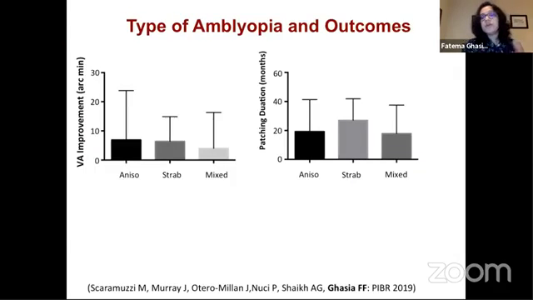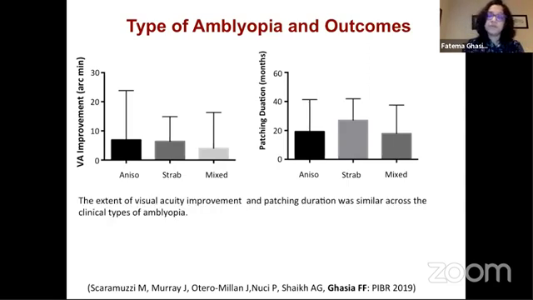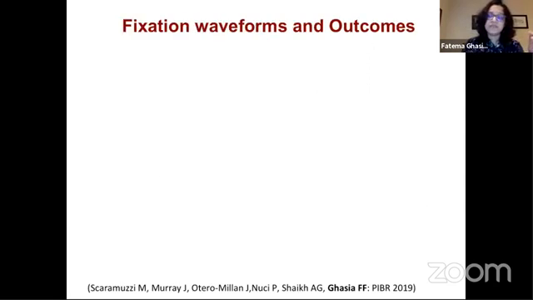So here's the visual acuity improvement and patching duration. The patching duration was pretty similar, maybe slightly higher for the strabismic, and perhaps there was some suggestion that mixed amblyopes tend to do a little worse compared to the other 2 groups, but none of this reached statistical significance.